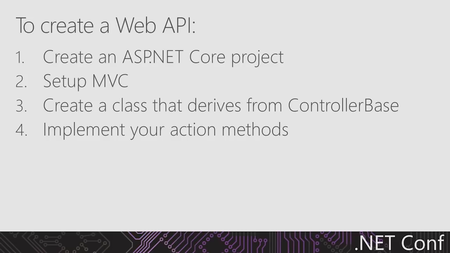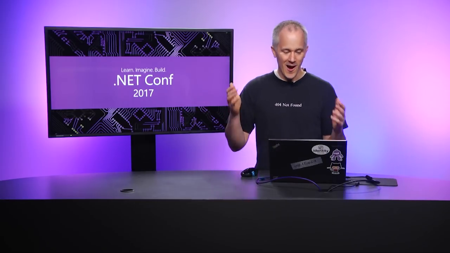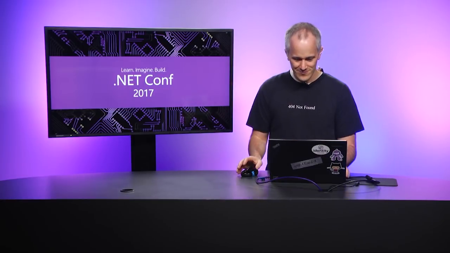And that class generally will derive from ControllerBase when you're implementing a web API. And then you implement your action methods on your controller to determine which requests you want to receive and how you want to respond. And that's it. So let's do it. Let's build our first web API.